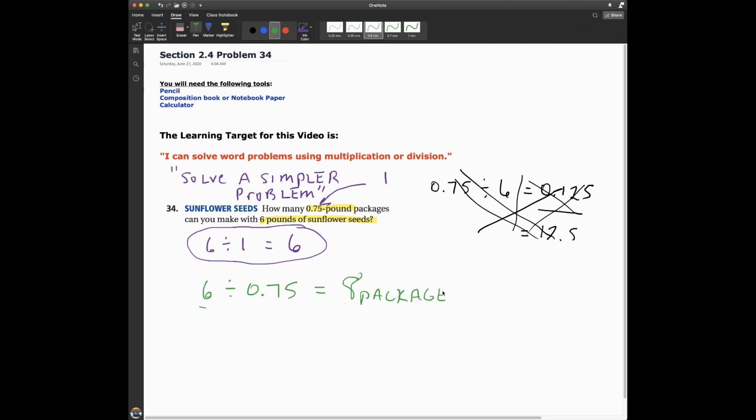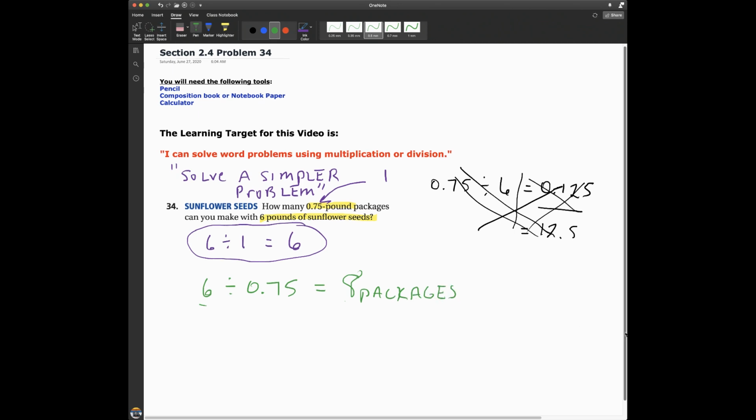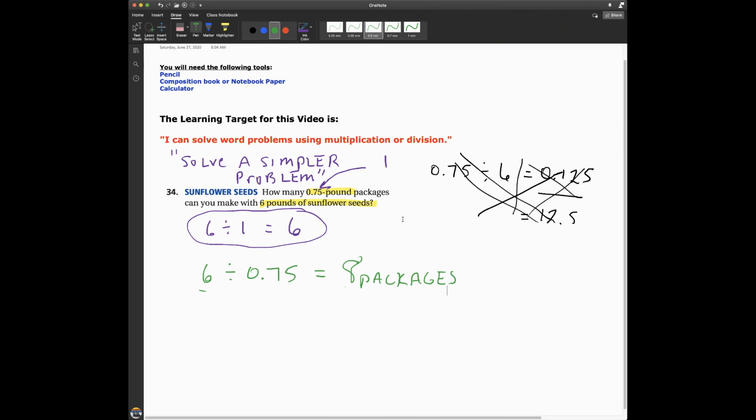Let's look at this problem if I just want to use fractions. I don't have a calculator available. So let's say I have 6 divided by 0.75, which is the same as 75 hundredths, which I can simplify. 75 hundredths, divide numerator and denominator both by 25, that's 6 divided by 3/4.